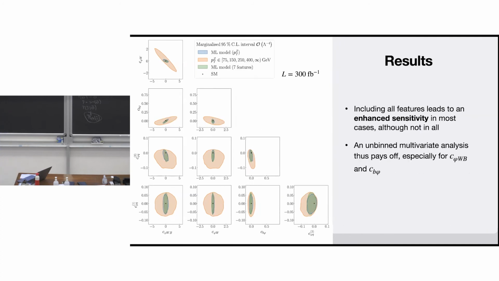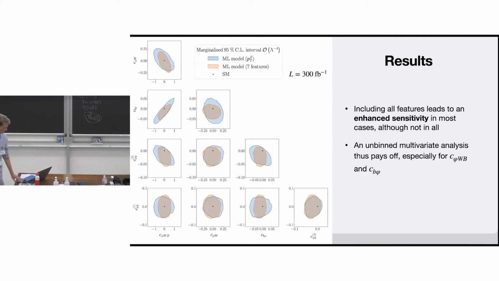So including the other features in green, in some cases it doesn't really lead to much improvement, right? And this is fine. It just tells you that binning in PTZ is sufficient. In some cases, however, you do get some improvement.